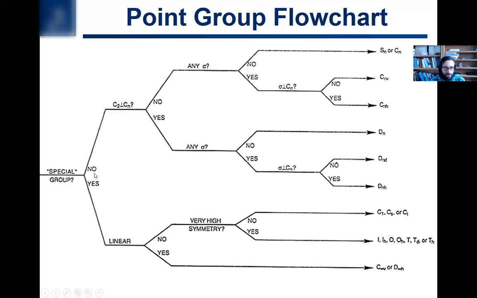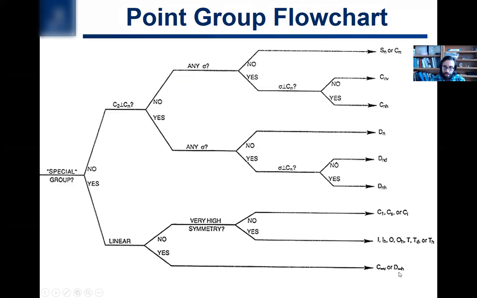This flowchart first asks you, are you in a special group? What does a special group mean? A special group means you're either linear or very high symmetry. If you say yes, you go down here, and it asks you, are you linear? If you say yes, then you're going to be C infinity v or D infinity h. These are both linear molecules. The D, though, has a perpendicular C2, actually infinite perpendicular C2s. The C infinity v doesn't have that.